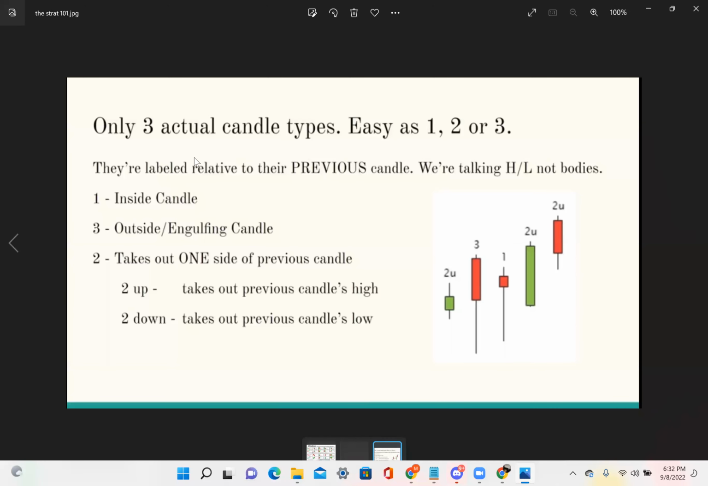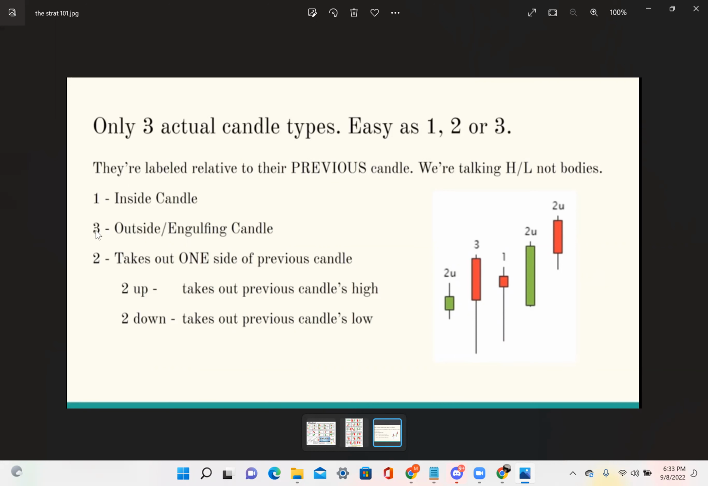It's letting you know that there's only 3 ways that the market can go. Only 3 actual candle types. Easy: 1, 2, or 3. They are labeled relative to the previous candle. We're taking highs and lows, not bodies, right? That's how I know that the strat is so perfect. Because if you're measuring the bodies of the candle, you're measuring support and resistance. That's why we talk about targets.